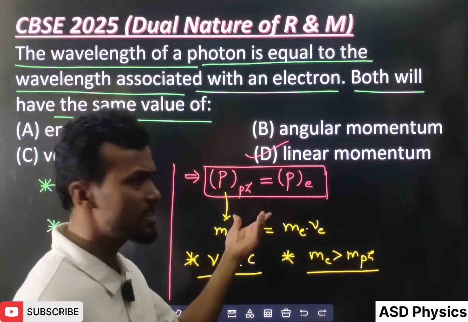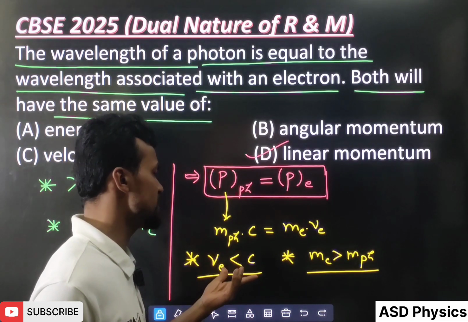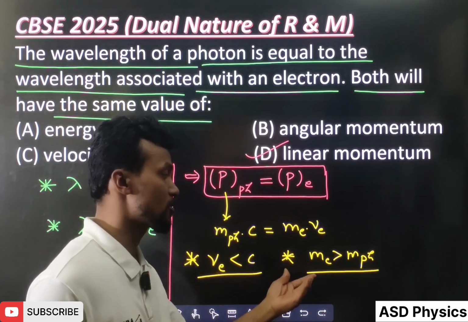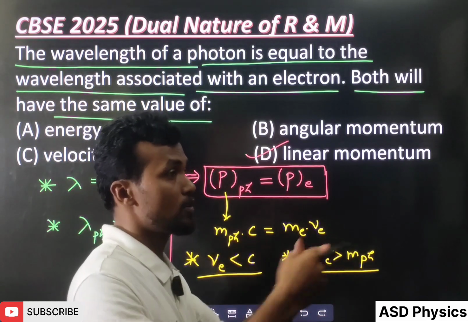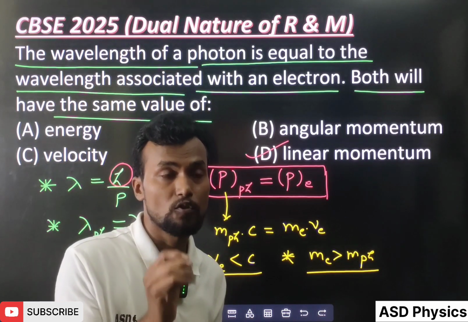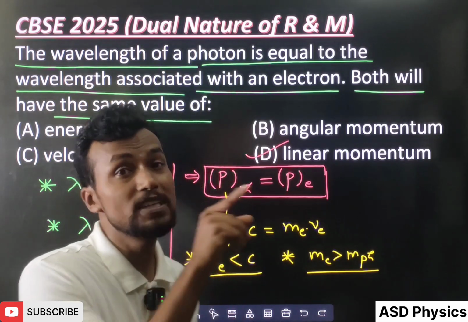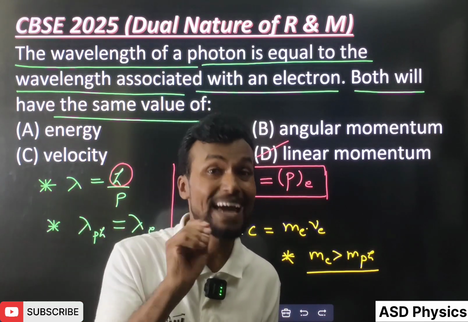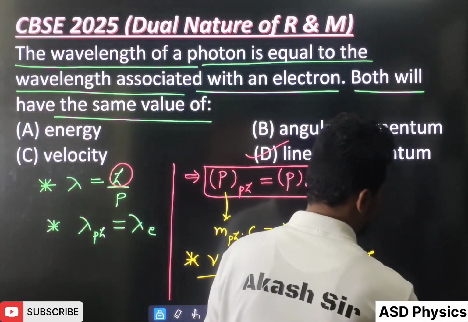Anyhow, the answer came as linear momentum, but I have told you very basic. The speed of electron is less than the speed of light. The product mass into v is constant on both sides, so definitely the mass of electron is more than the mass of photon. Which mass of the photon? When the photon is moving. Two kinds of mass are there for the photon. Rest mass of the photon is 0, but the kinetic mass of the photon is given by E = mc², so m = E/c². That is called the kinetic mass of the photon. Rest mass and kinetic mass of photon are different. So option D is the answer.